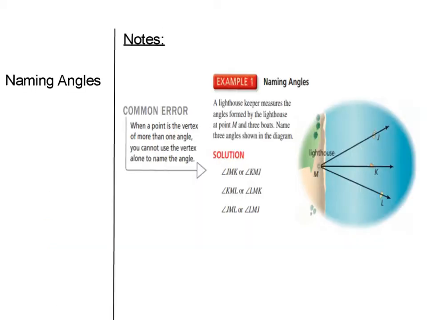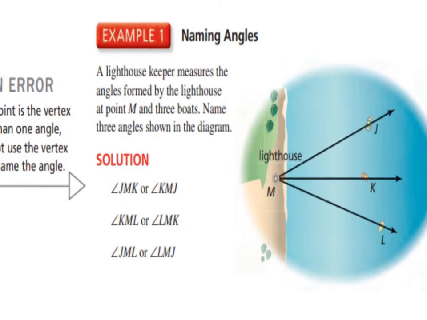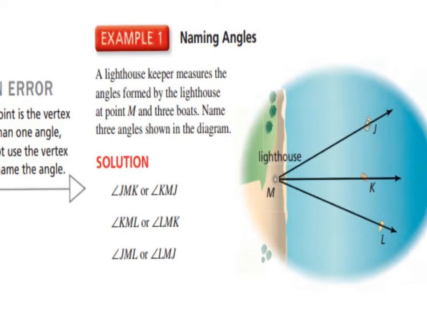So in this example, you can see what I was talking about. You don't want to just call that angle M. Why? Because that can be very confusing. If I'm looking at this here, I don't know what you're referring to when you just label it angle M. It could be this angle, it could be this angle, it could be this angle. I don't know.